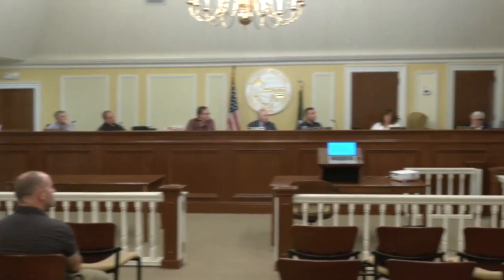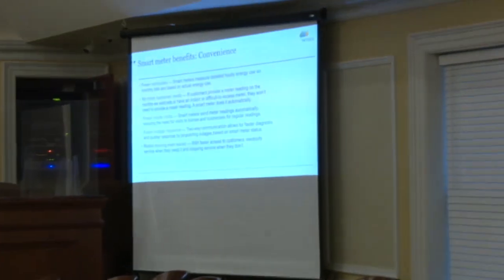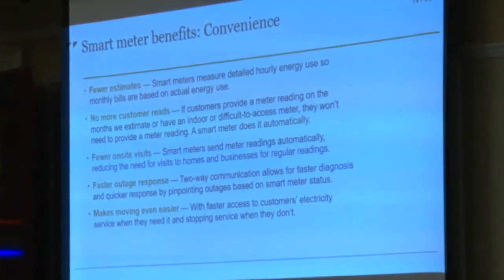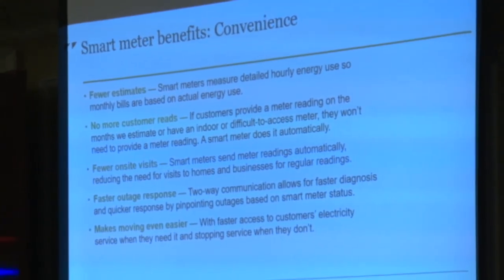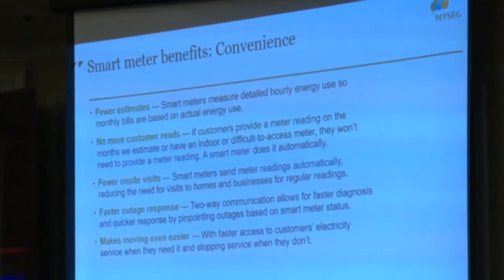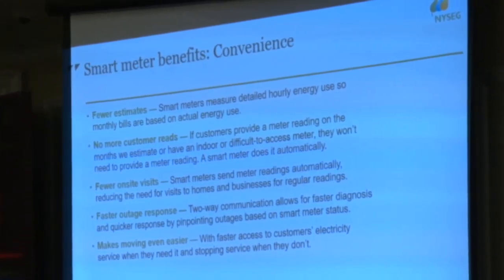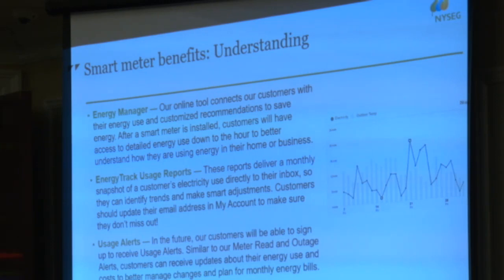So this also gets rid of customer reads, because currently people who don't want to deal with estimated bill reads can submit their customer reads to us to provide an accurate billing. Smart meters will take care of that. And as I mentioned, it'll give us faster outage response, because if Main Street's out of power, we can see a certain amount of houses on Main Street are out of power while the rest are still generating power, and we can see where that tree landed on the line, which gets our crews there faster and gets your power up quicker.